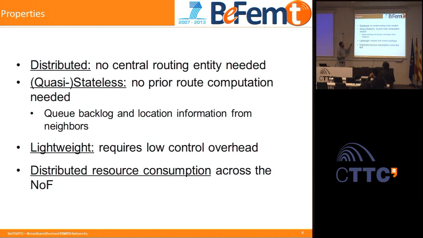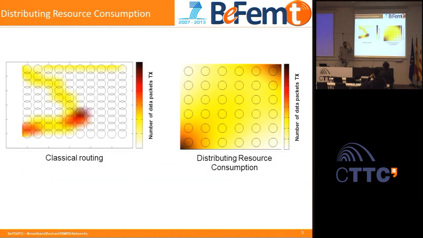In that sense, you will see that our scheme mainly uses queue backlog information from neighboring nodes and location information from neighboring nodes. With these two, and of course the destination that a certain packet wants to reach, we are able to reach the destination and have a certain load balancing and even distribution of resource consumption. And of course, as I said, we want it to be lightweight, and we want to distribute resource consumption throughout the network. This is an illustration of our goal.